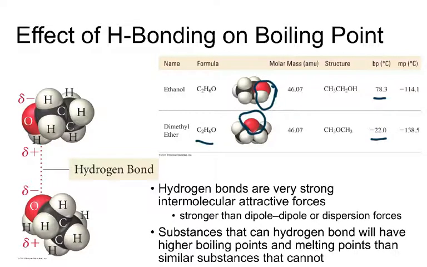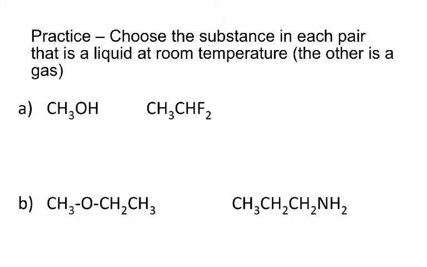but remember that they are not as strong as covalent or ionic bonds. So another practice question: choose the substance in each pair that is a liquid at room temperature, with the knowledge that the other one is a gas. So letter A, we're comparing something with an OH group to something with two fluorines on it. The OH is capable of hydrogen bonding, so that's going to be our liquid at room temperature.